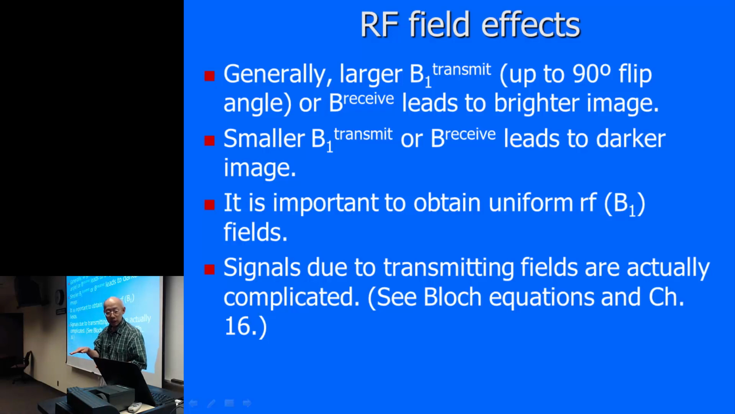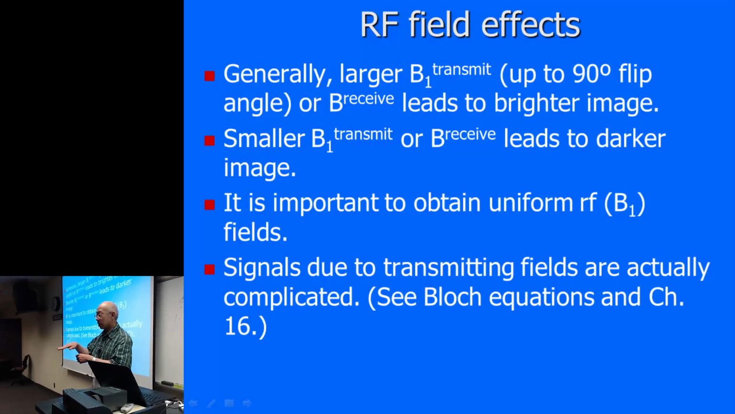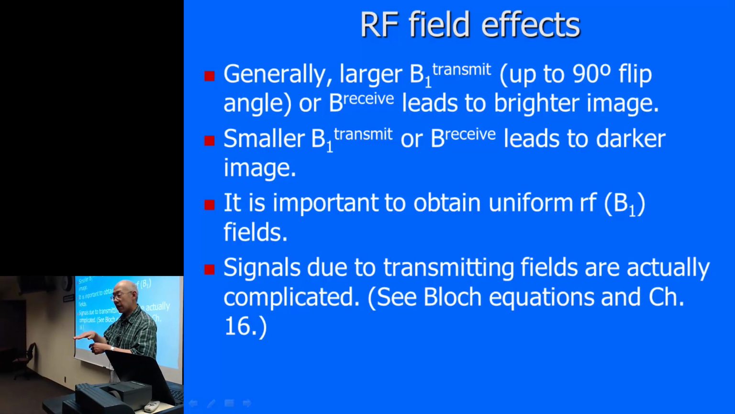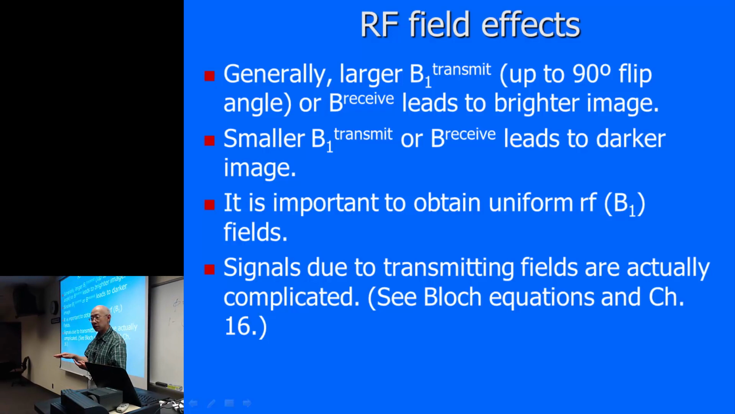By reciprocity, it is the same for the receiving field. That's called the B1 receive. Again, by reciprocity, it's basically this. Now I have these spins on the transverse plane, so I can imagine the corresponding induced voltage, or the corresponding induced current in the loop, will also be maximum, right? That's by reciprocity.